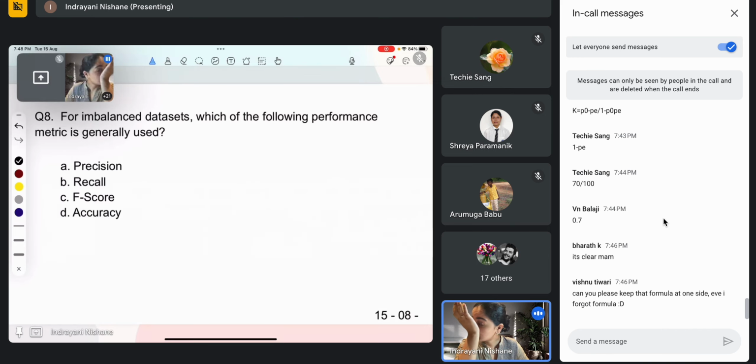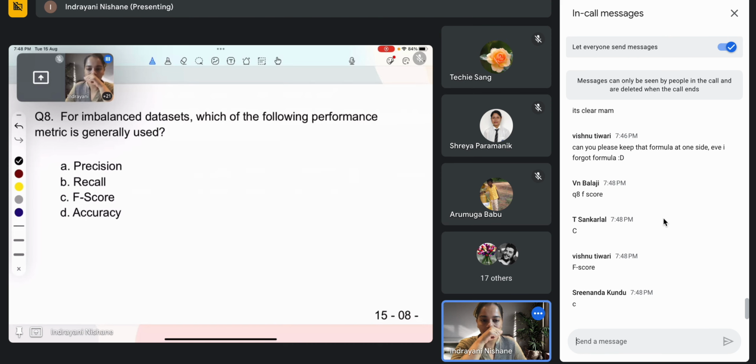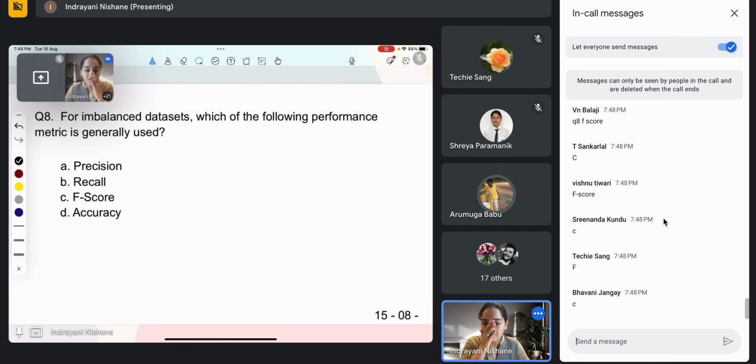For an imbalanced data set, which we have discussed, you can tell me which metric is generally used. F score, madam. Yes, F score, because we want to give weightage to both the correct negative predictions and the positive predictions. That's why it is the F score for imbalanced data sets.